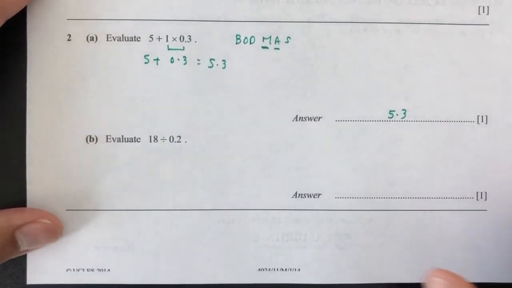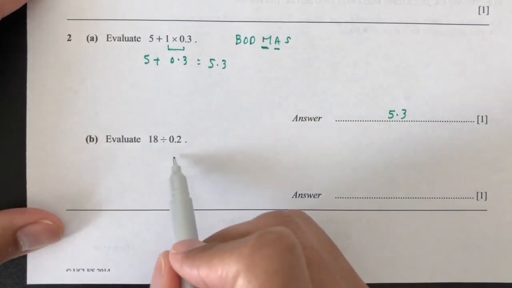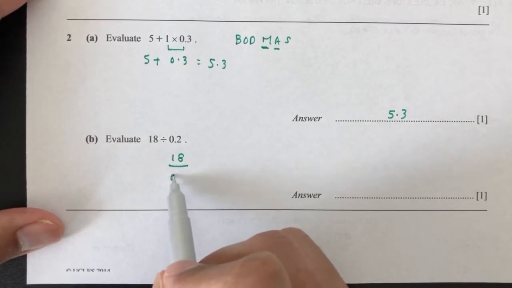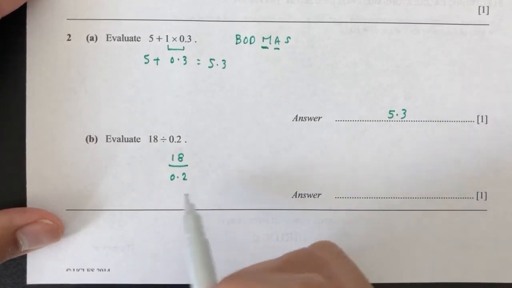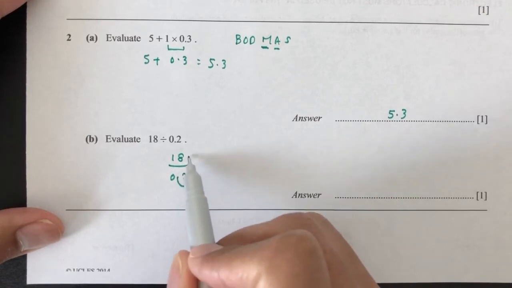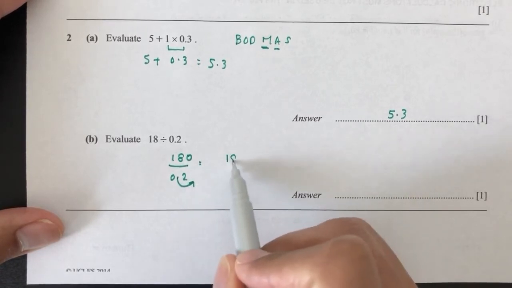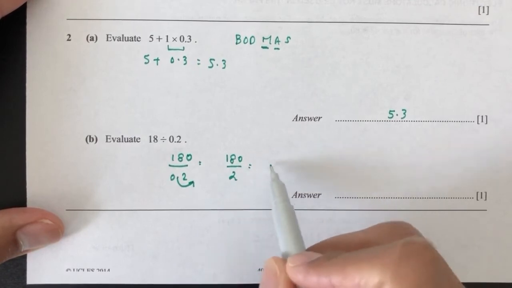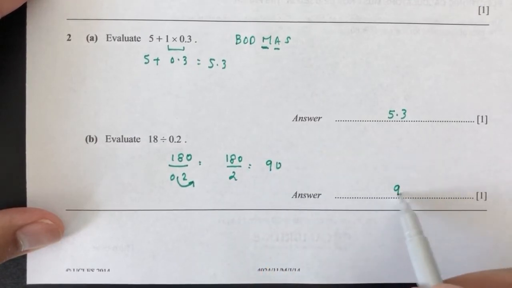Part B, we have 18 divided by 0.2. So what can we do? We can first multiply by 10 to move the decimal, so we add a 0 here. It becomes 180 divided by 2. That is 90. Answer 90.